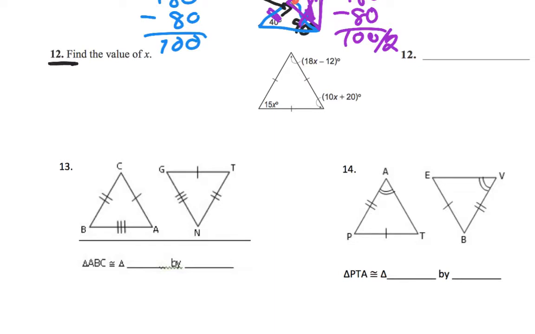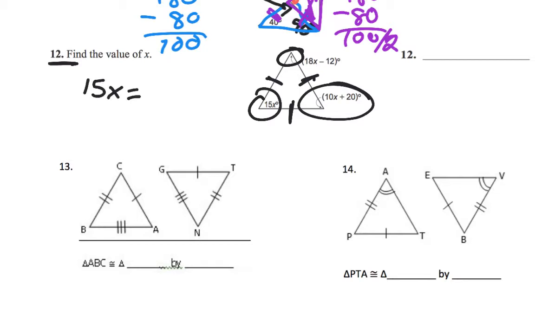Number 12, find the value of x. Right here, all your sides are congruent. So that means all the angles are congruent because then it's an equilateral triangle, which is an equal angular triangle. So pick the two angles that you think might be the easiest for you and set them equal. Or, even better yet, you know what all the angles are equal to. What are all the angles equal to in an equilateral? 60 degrees. So x is equal to 4. So x equals 4.